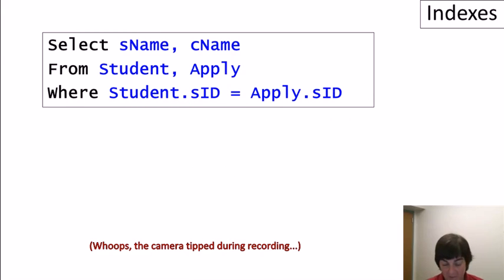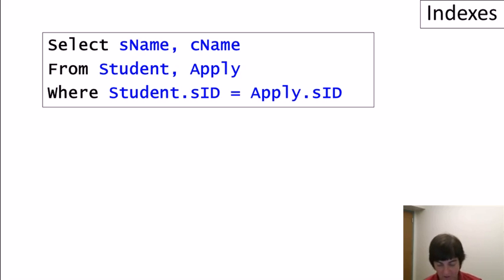Now let's look at a query that involves a join. We're joining the student and apply tables in order to find the names of the colleges that each student has applied to, and we're returning the student name and the college name. So let's suppose, for starters, that we had an index on the student ID attribute of the apply relation. If that's the case, then the query execution engine can scan the student relation and for each student use that SID and quickly find the matching SIDs in the apply relation.